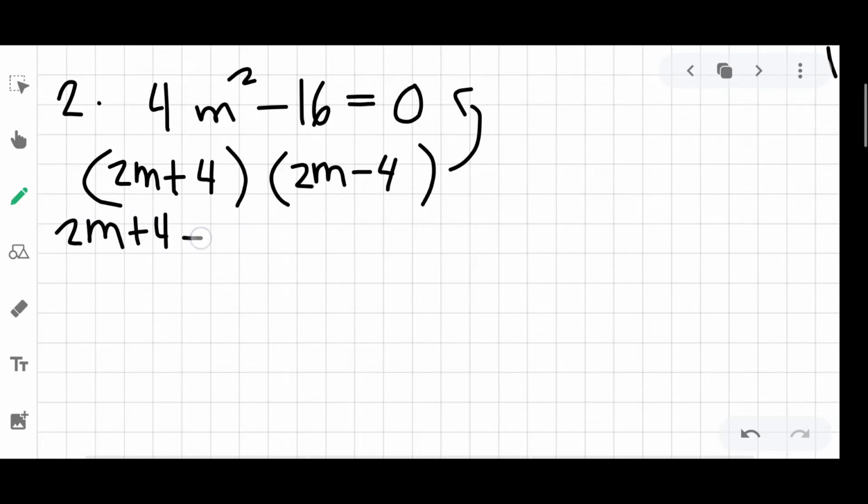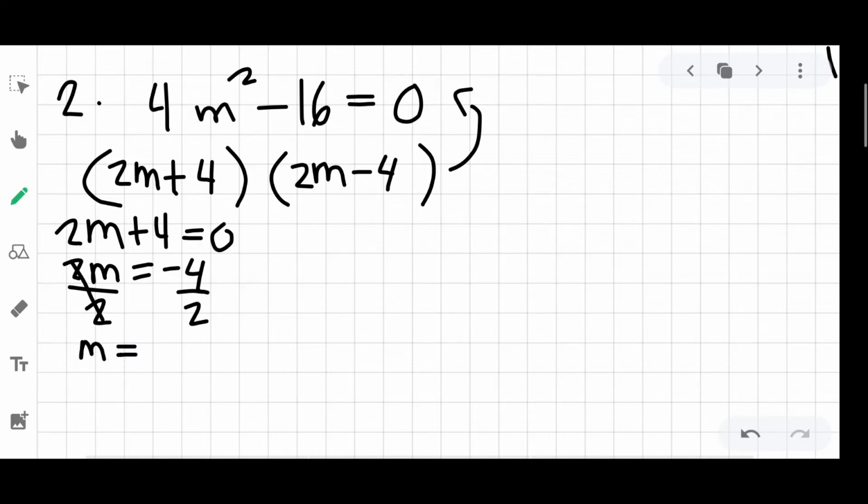Lalagyan lang natin ng equals 0. Bring down 2m equals, si positive 4, kailangan natin siyang ilipat sa kabila. Kaya siya ay magiging negative 4. Divide both sides by 2 sa yung katabi ng m, kasi kailangan m lang yung matitira. Kaya kailangan nating i-divide. So, makakacancel. M na lang ang matitira.